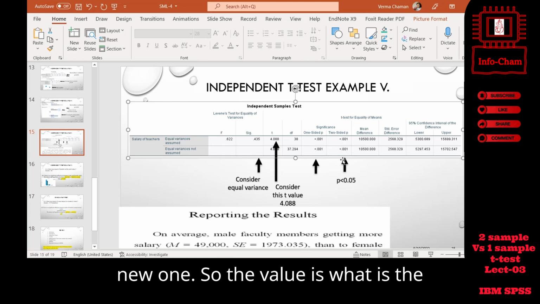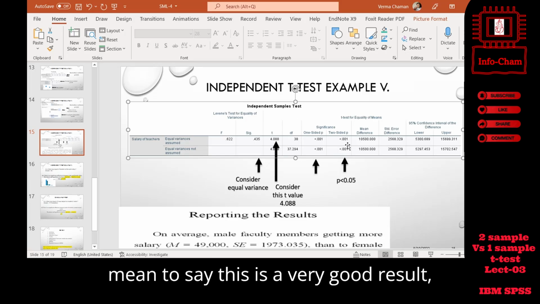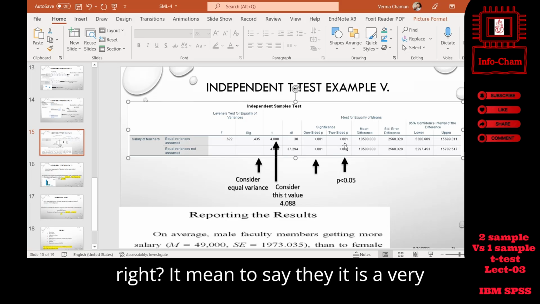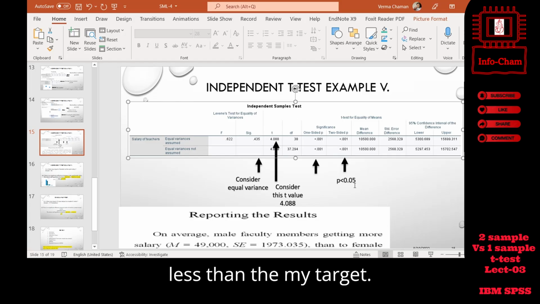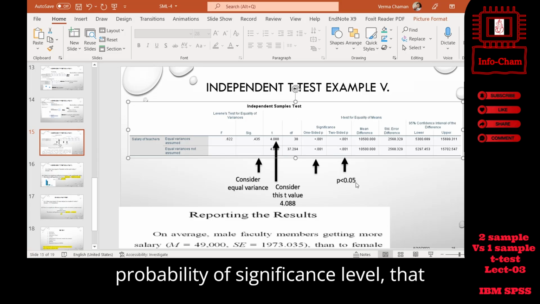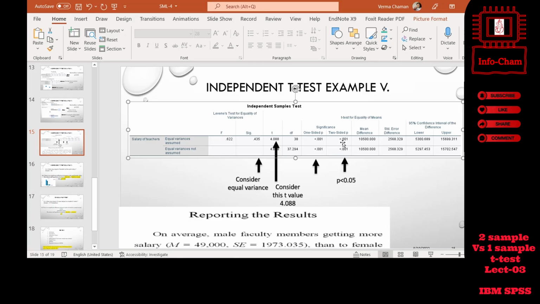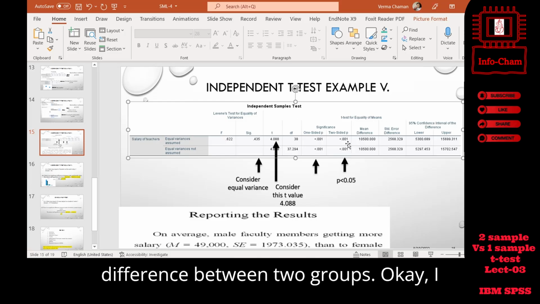So what is the value actually? 0.01. It means to say this is a very good result, right? It means it is a very significant value. The value is less than my target probability of significance level, the p-value, 0.05. I would say there is a difference. I'm sure there is a difference between the two groups. Okay, I can use it.